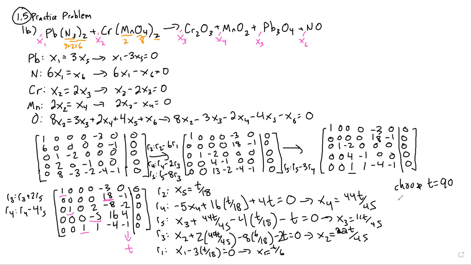And yeah, if we make our way through, we'll get x1 is 15, x2 is 44, x3 is 22, x4 is going to be 88, x5 is 5, and then of course x6 is t, which is 90, and this should be the set that actually balances this equation.